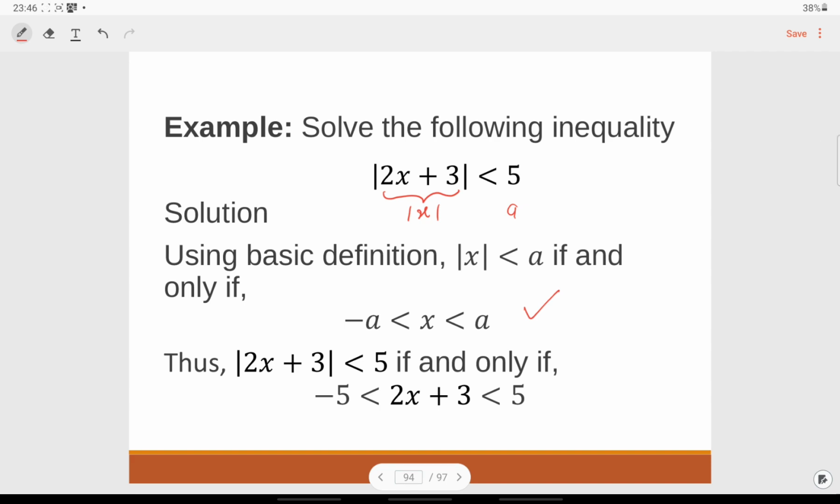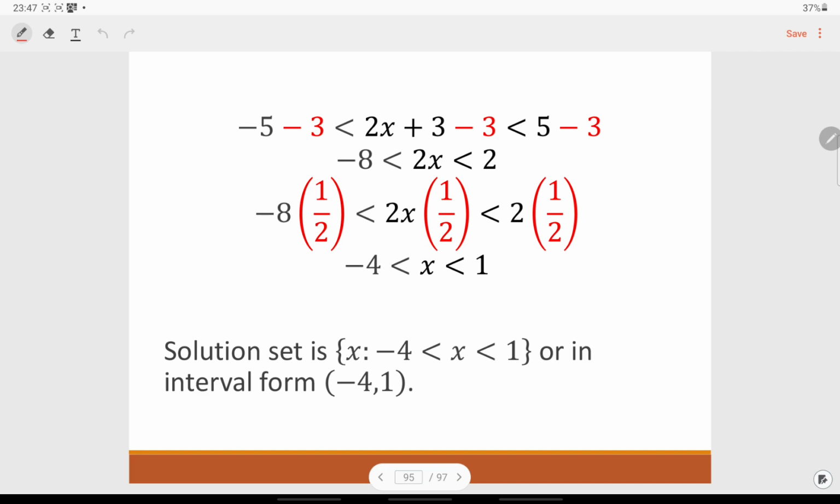Now we replace x back with 2x plus 3, and a with 5. So we have negative 5 and 5. Now we have this inequality. From an absolute value inequality, it now becomes an ordinary linear inequality, so it's very easy for us to solve for the unknown x.